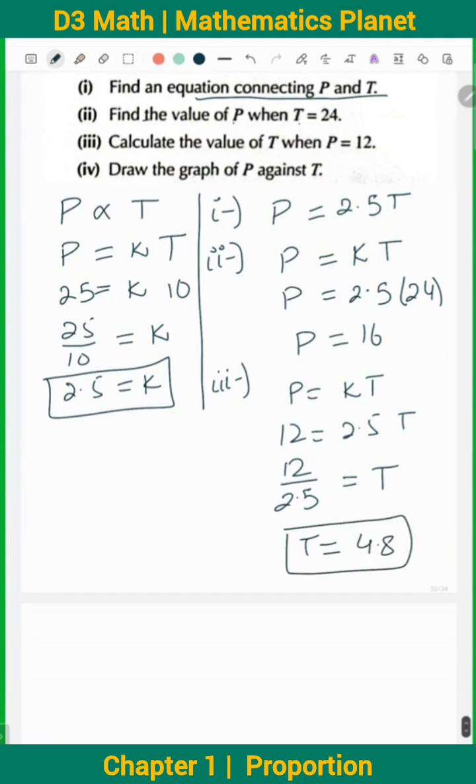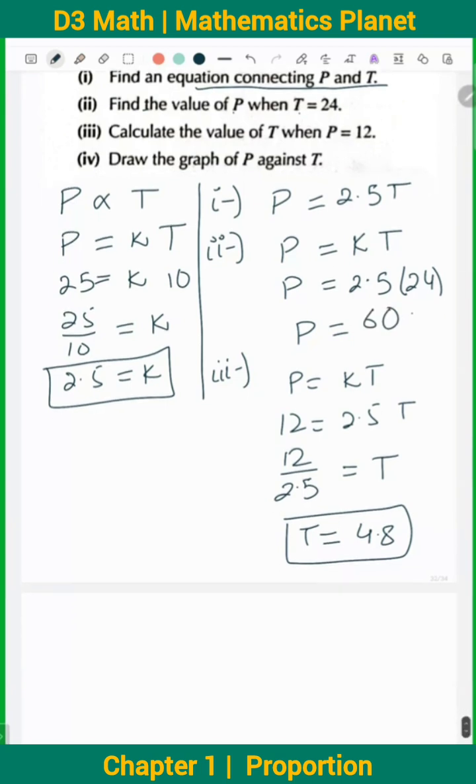Question number 9, second part, P equals 60. It's 60, not 16. 60.